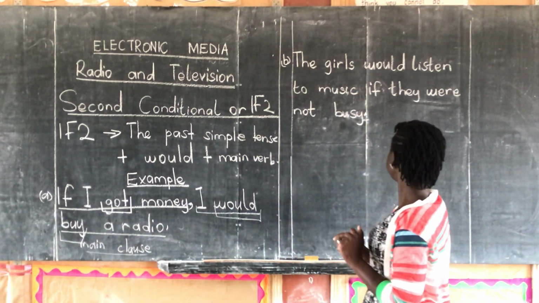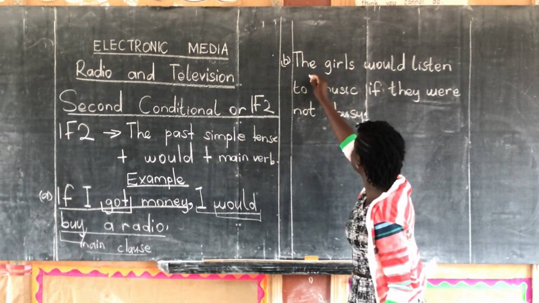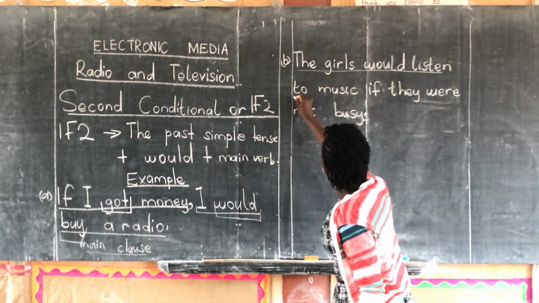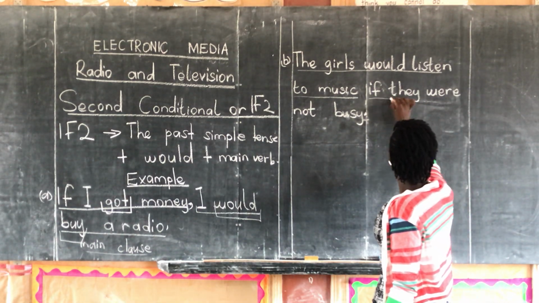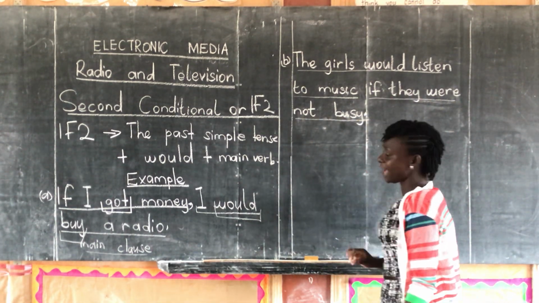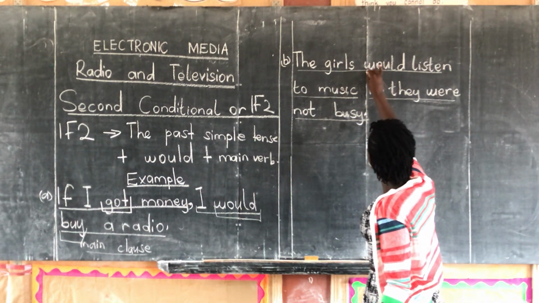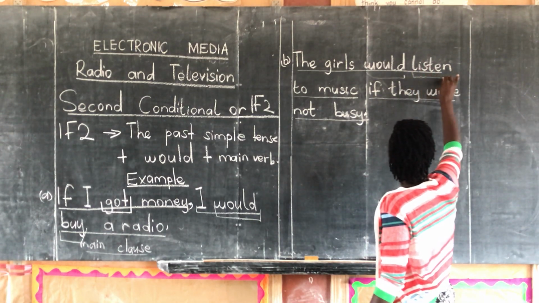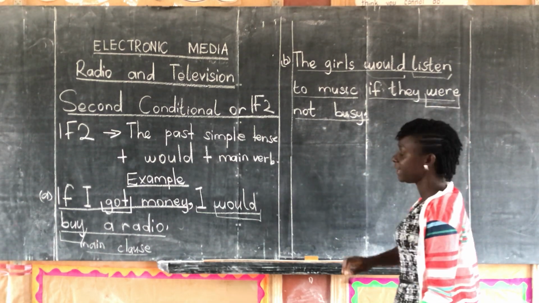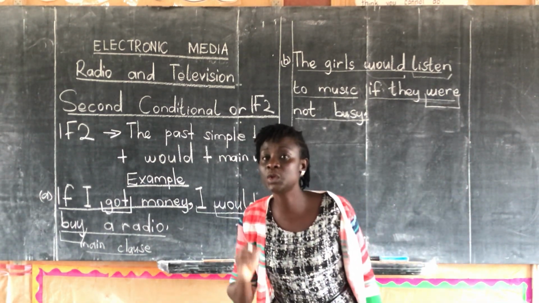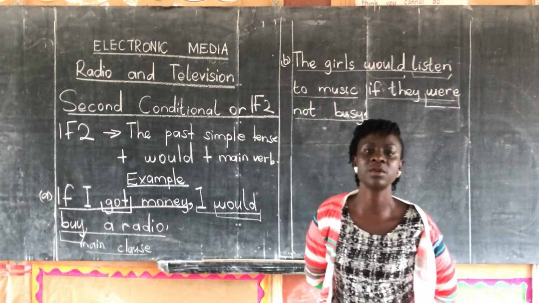Alright? Now, we have placed our if in the middle. The girls would listen to music. We have brought the main clause at the beginning, and the if clause is coming at the end. We say that the main clause takes would plus a main verb. The if clause takes the past simple tense. That is if two.